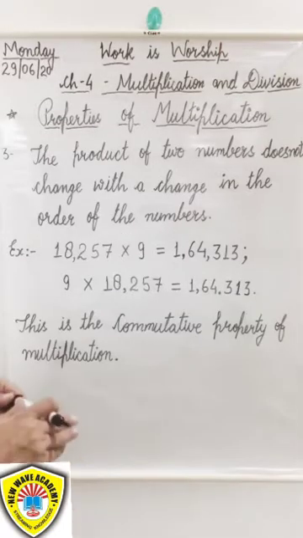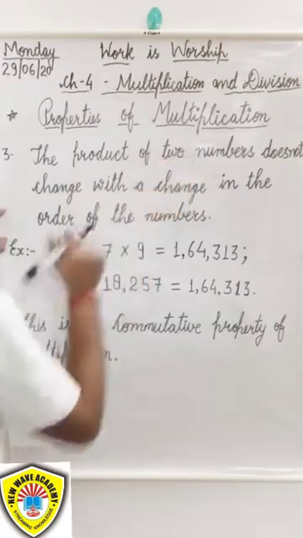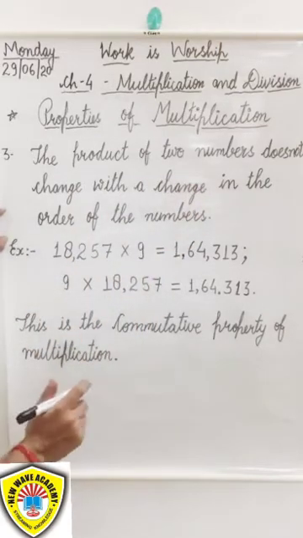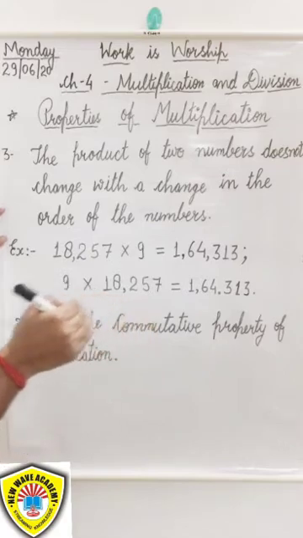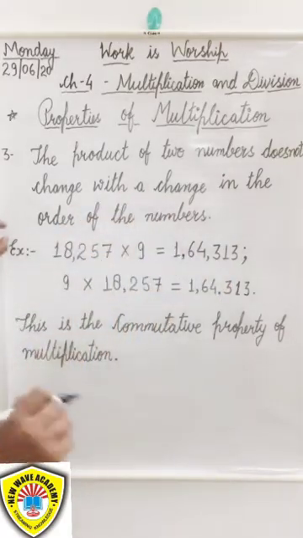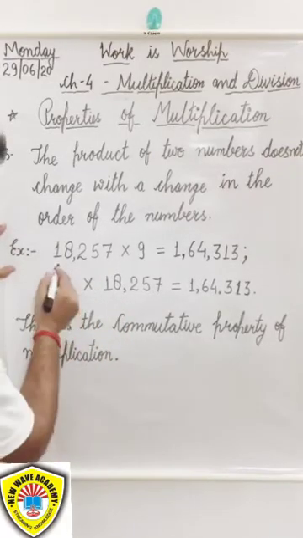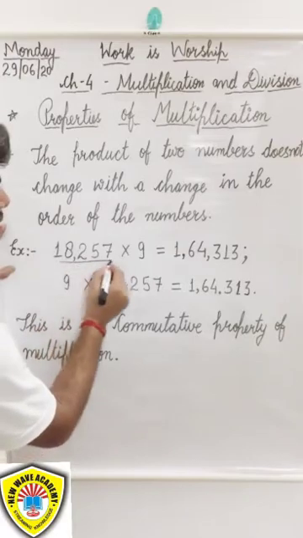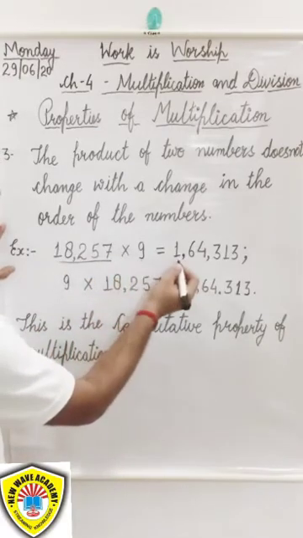Students, our third property is, the product of two numbers does not change with a change in the order of the numbers. Okay, अगर हम numbers के order को change करते हैं, आगे पीछे करते हैं, तो उनके product पर कोई भी असर नहीं पड़ेगा. For example, here we have the number 18,257 and we will multiply it by 9. So what is the product we will get?